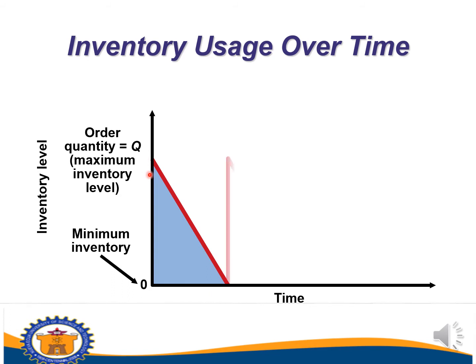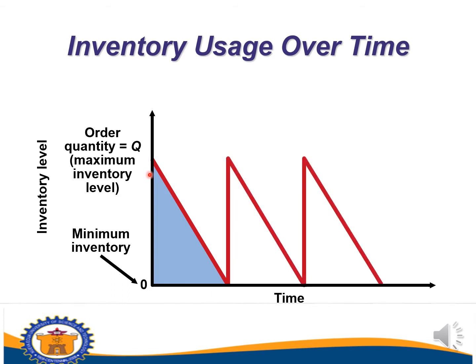And this continues over and over again. So we receive items here, and as we receive, we will use the same usage rate. But of course, we need to place an order for the item when the inventory arrives at the order point.